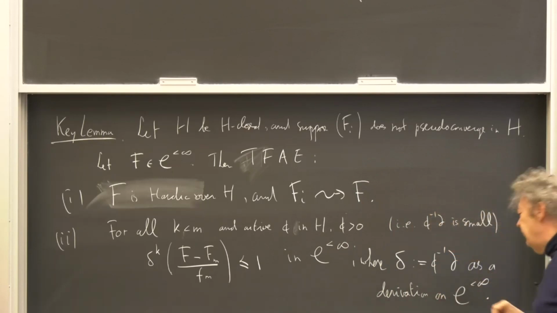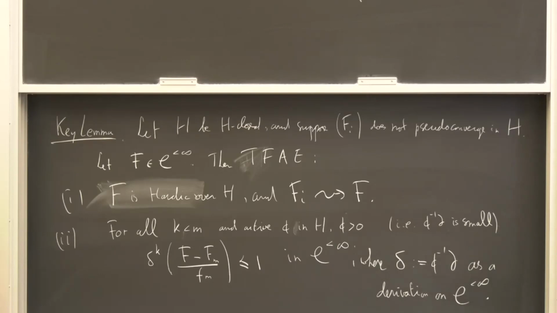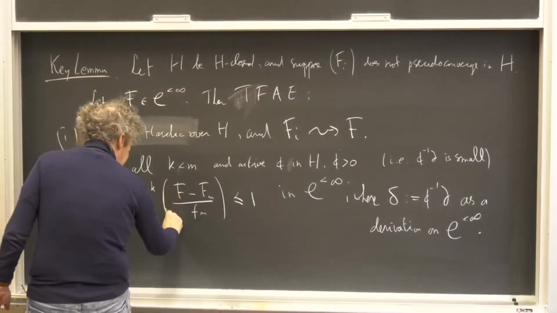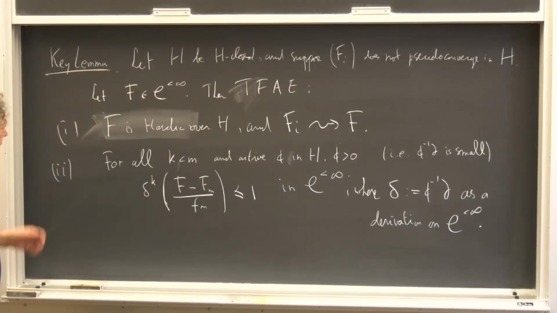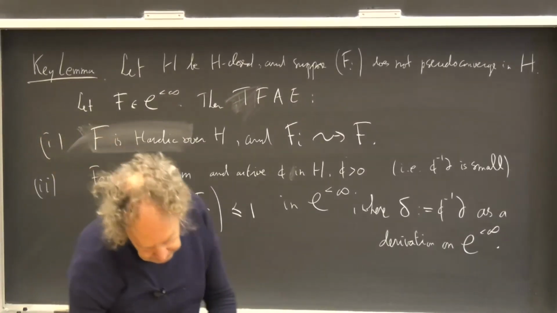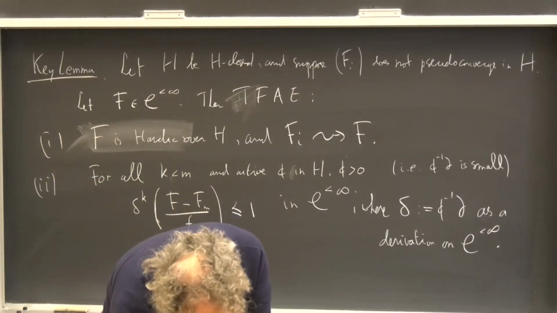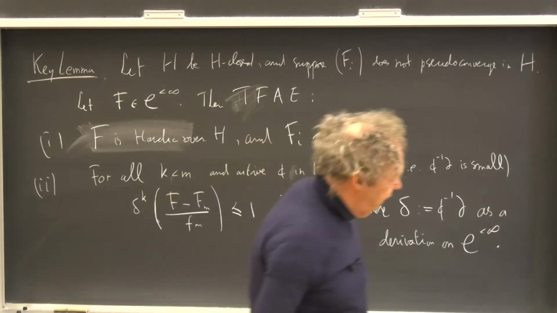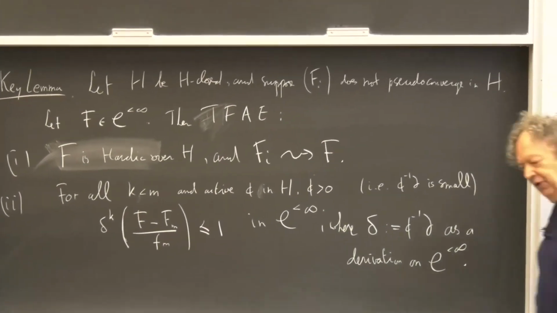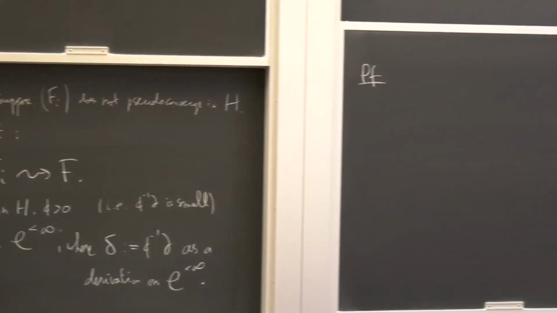Ambient ring, differential ring. Right, so these are the key inequalities that have to be established. Okay. And so I'll prove it. Well, I'll prove it modulo some facts from our book.